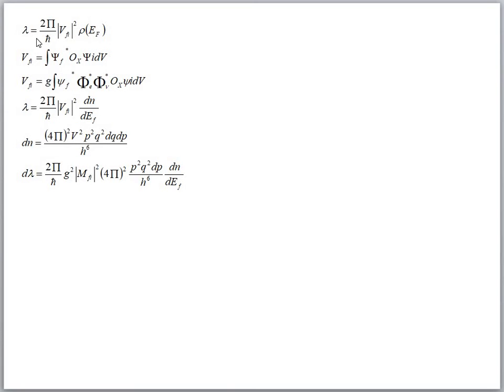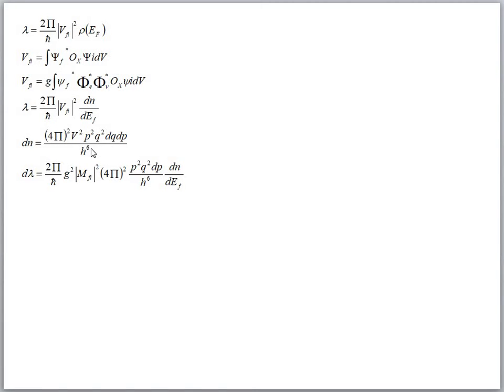We already learned these things. The decay probability or decay rate lambda is given by 2 pi by h cut into V fi square into dn by dE f. This is the number of states having energy between E and E plus dE. We already know that dn is equal to 4 pi square V square p square q square dp dq divided by h raised to 6.